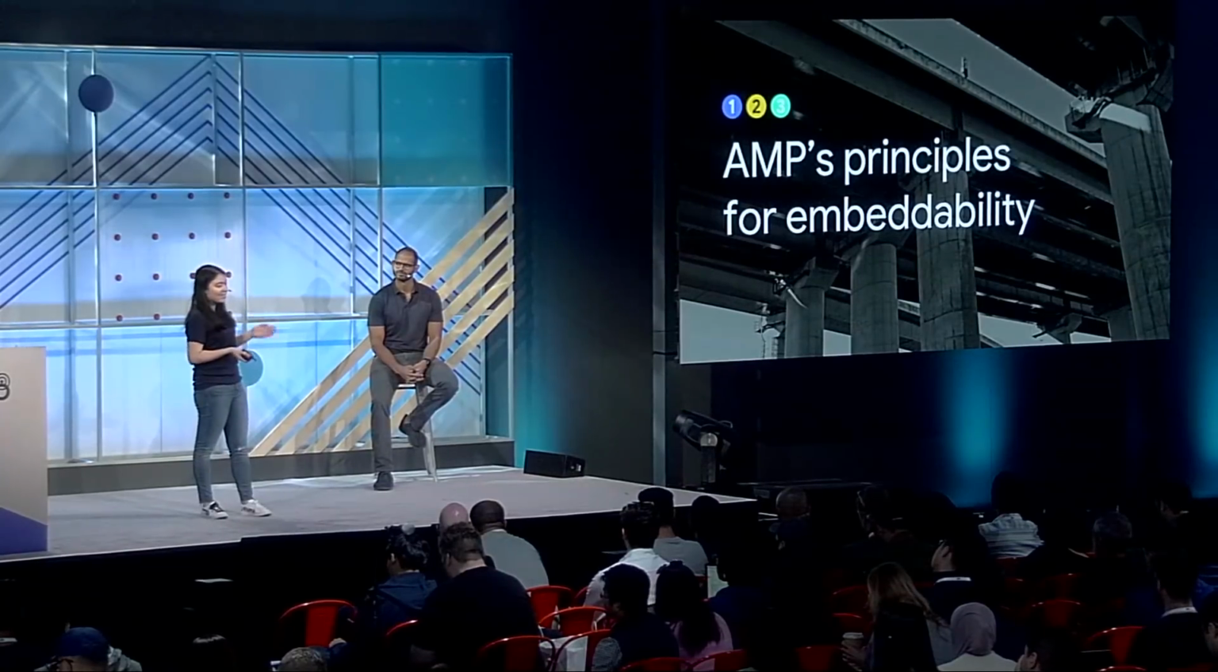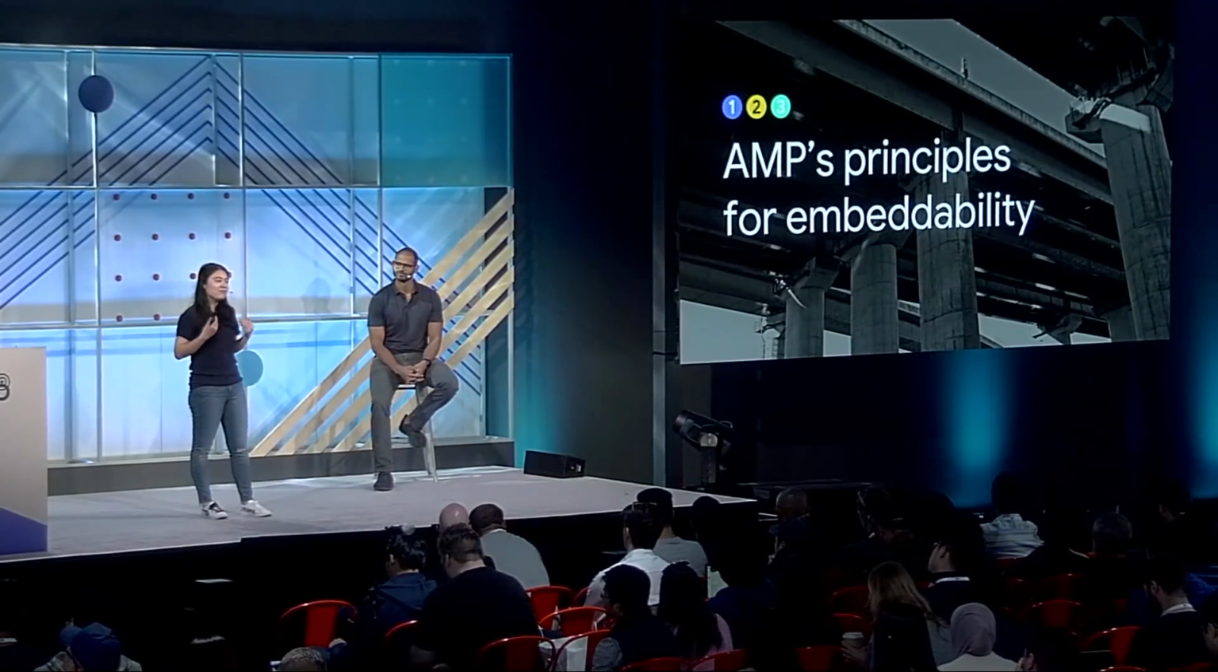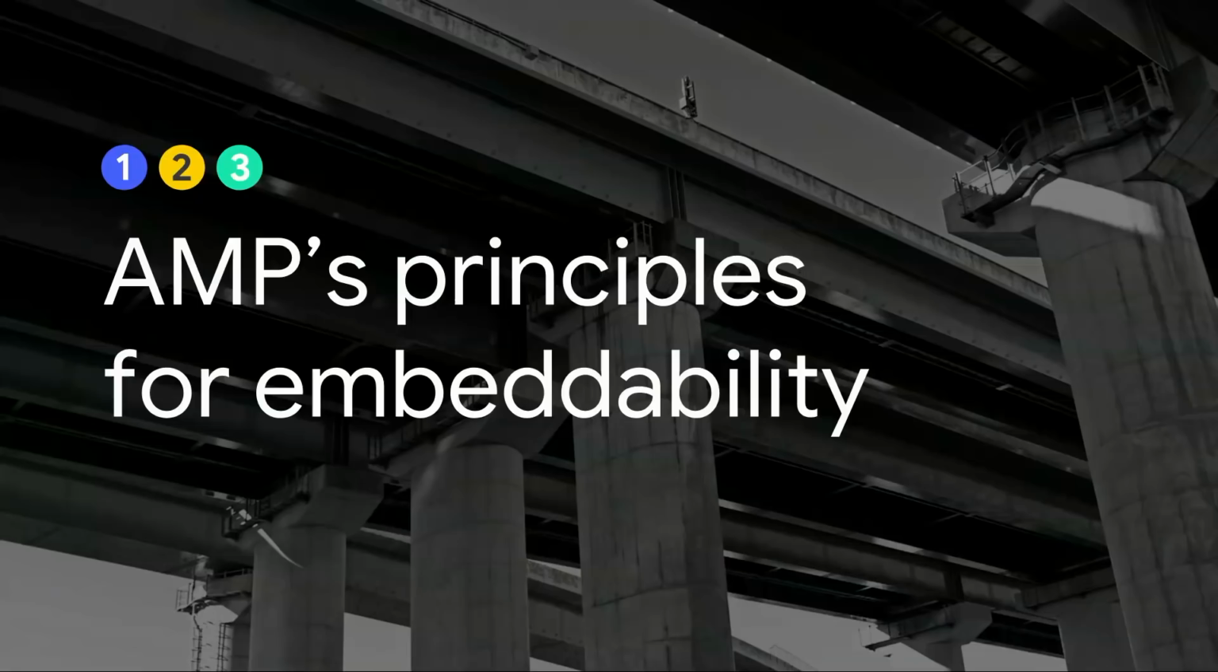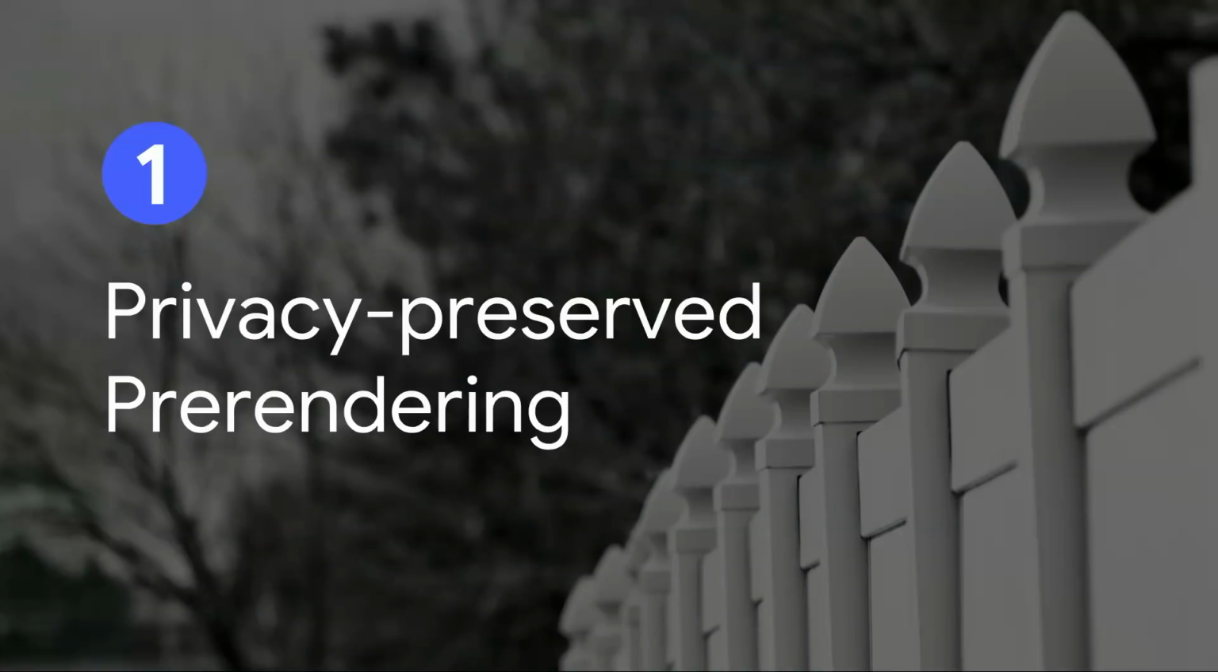We have briefly talked about the concerns and issues with the embed technologies today. With that in mind, let's now take a look at AMP's principles that provide excellent support for embeddability and why many hosts have chosen AMP as the embed technology. We'll be covering AMP's principles in 3 parts, and the first one is privacy-preserved pre-rendering. That's a tongue twister.